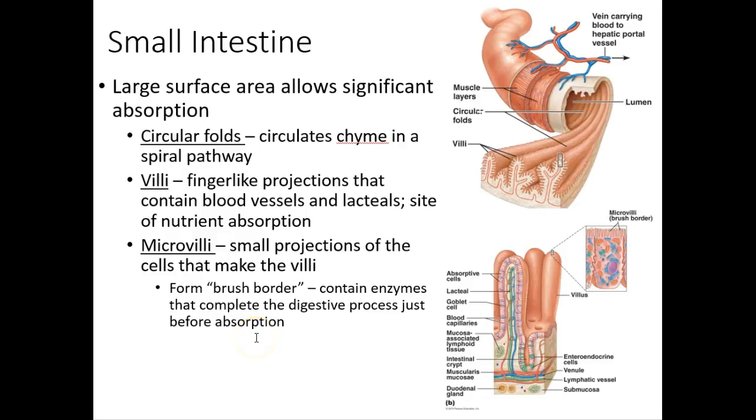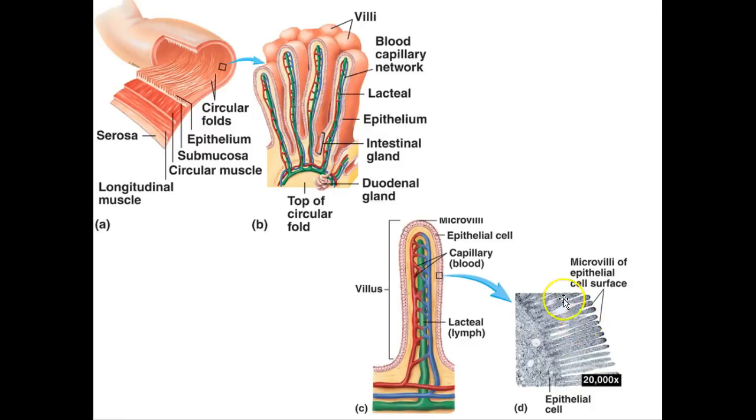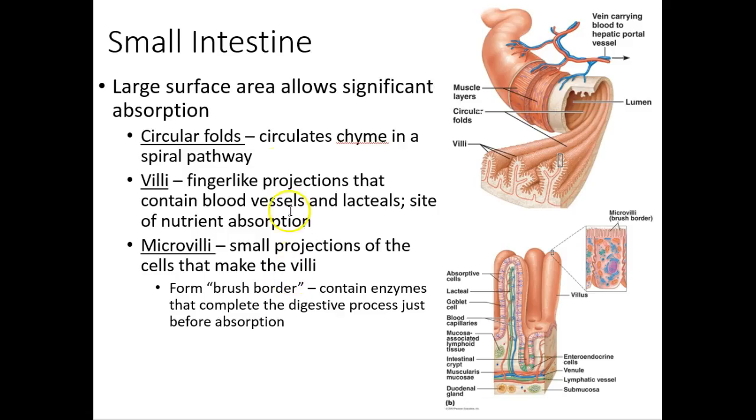So the small intestines has a lot of surface area, and how it does that is not just by being a long tube, which it is, but it's got villi, which are these finger-like projections, and in the next one you'll actually see that those villi have villi on them. So the villi have villi, so those are microvilli.